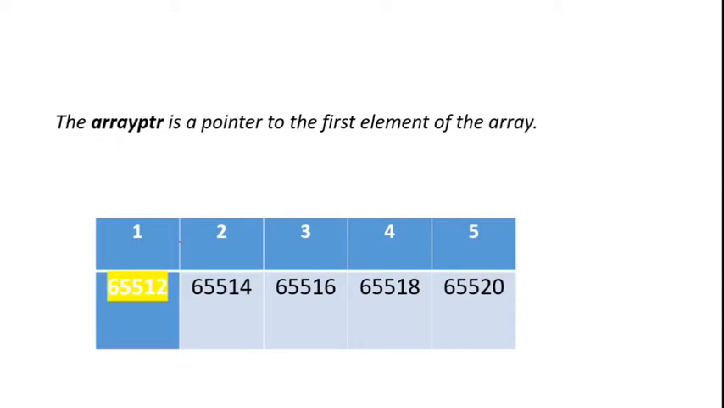If you see, we have 5 elements, let us say 1 2 3 4 5, and the address starts from here, 65512. Let us say it's an integer array, so every integer takes 2 bytes, and the incrementation will be by 2 bytes. This is the base address of the array, and the array pointer will initially be pointing to the base address.